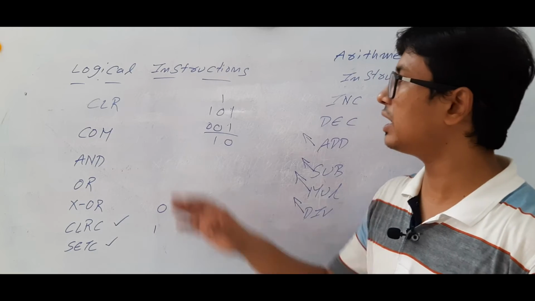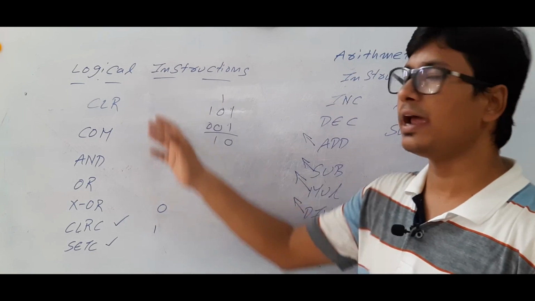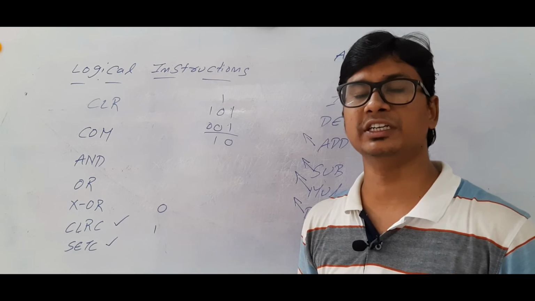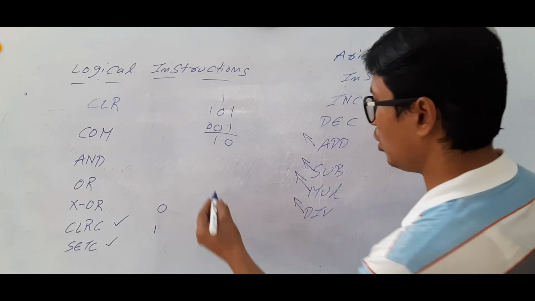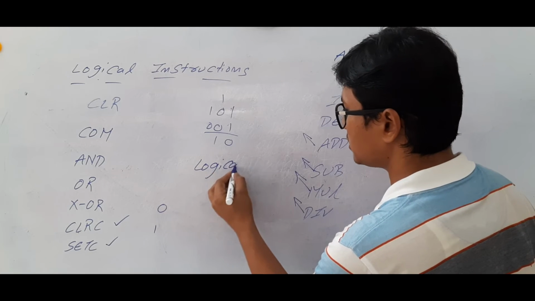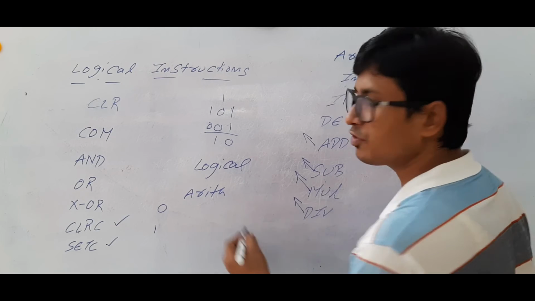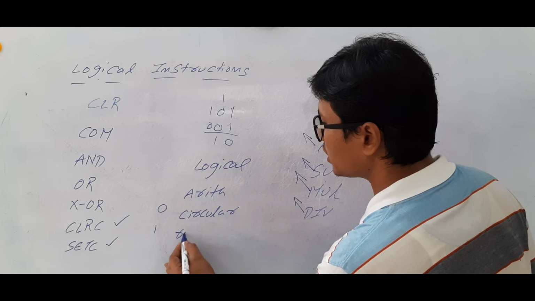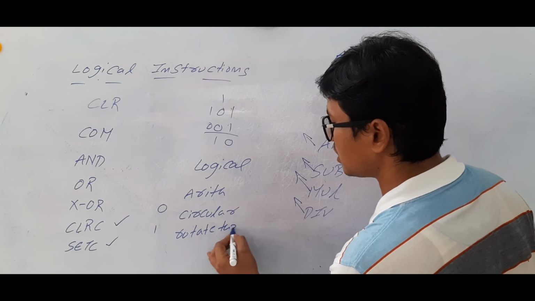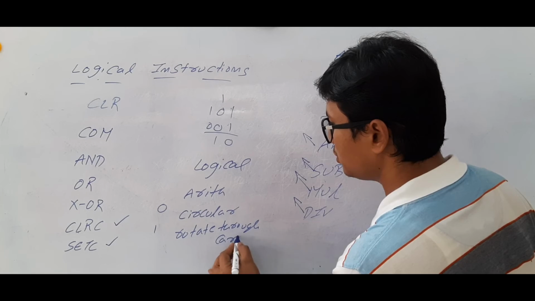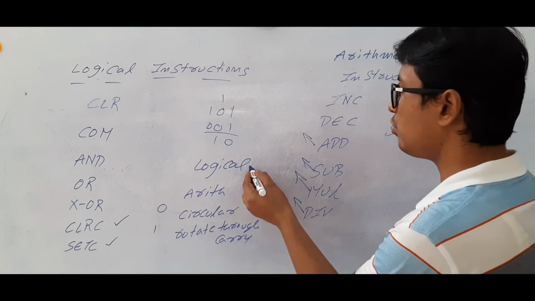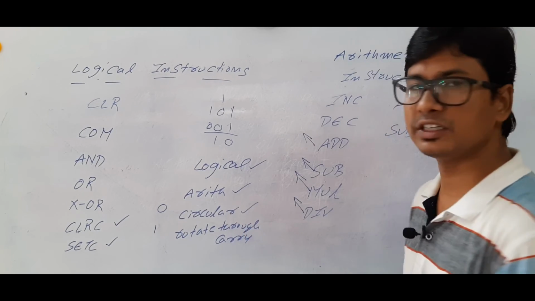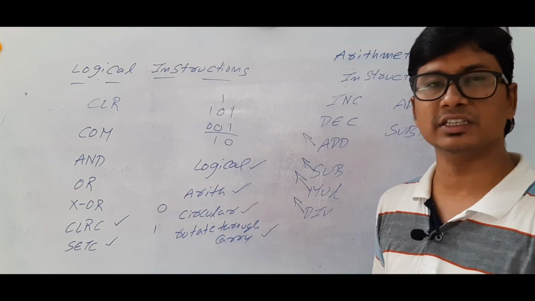So I hope you have understood the arithmetic instructions and logical instructions we have. Similarly, we have 8 types of shift instructions: logical shift instructions, arithmetic shift instructions, circular shift instructions, and rotate through carry instructions.